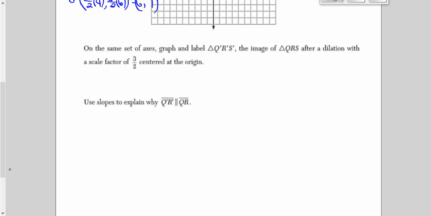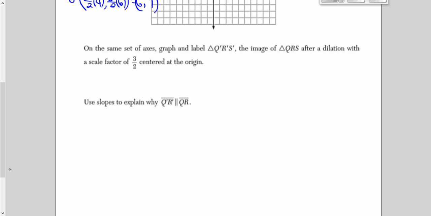Okay. So to use slopes to explain why. Hey, listen. If two lines are parallel, what can you say about their slopes? They're equal, right? If their slopes are equal, then the lines are parallel. So it looks like we got to find the slope of what? QR, right? Did you do that yet?